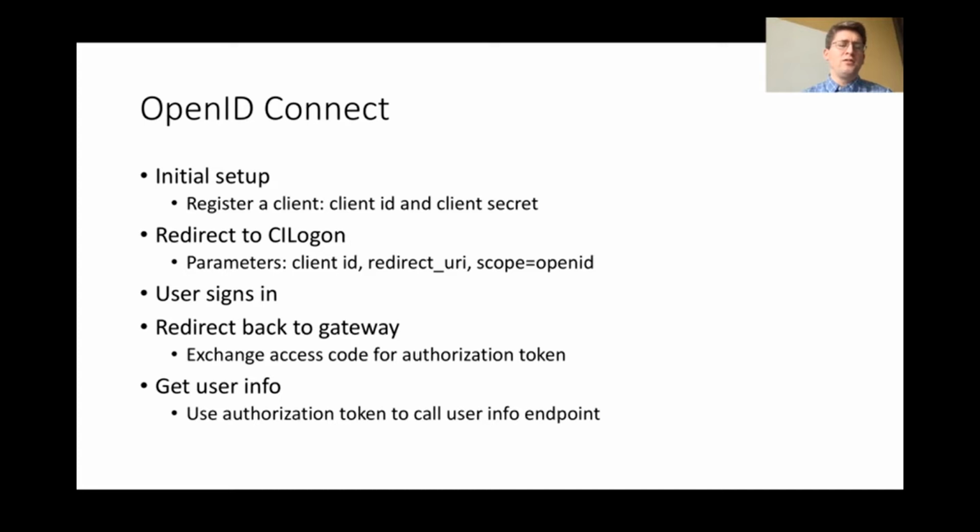Then to actually log in the user, you redirect to CILogon. The user picks their institution, signs in. Then CILogon will redirect back to the gateway, and when it redirects back, it will give the gateway an access code. You take the access code and exchange it for an authorization token. And once you have that authorization token, you can use it to get the user's information, like their email address, first and last name, some very basic information like that.